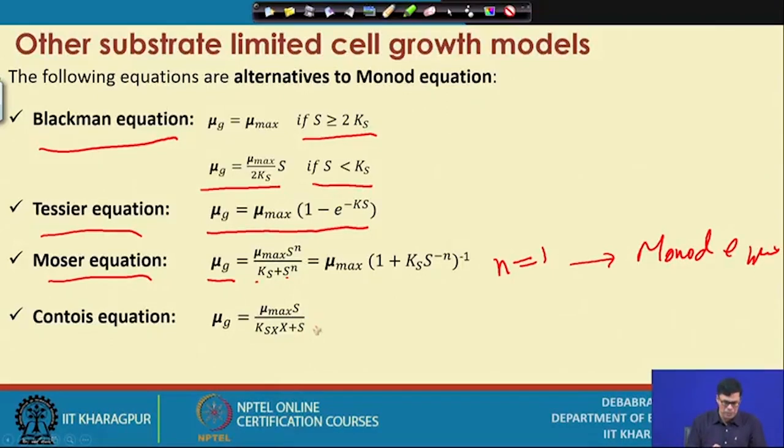Now here also we have Ks, we know the saturation constant. Now this saturation constant is correlated with the cell mass concentration. Now if the cell mass concentration is constant, then we can assume this as a constant, then also this will approach the Monod equation.